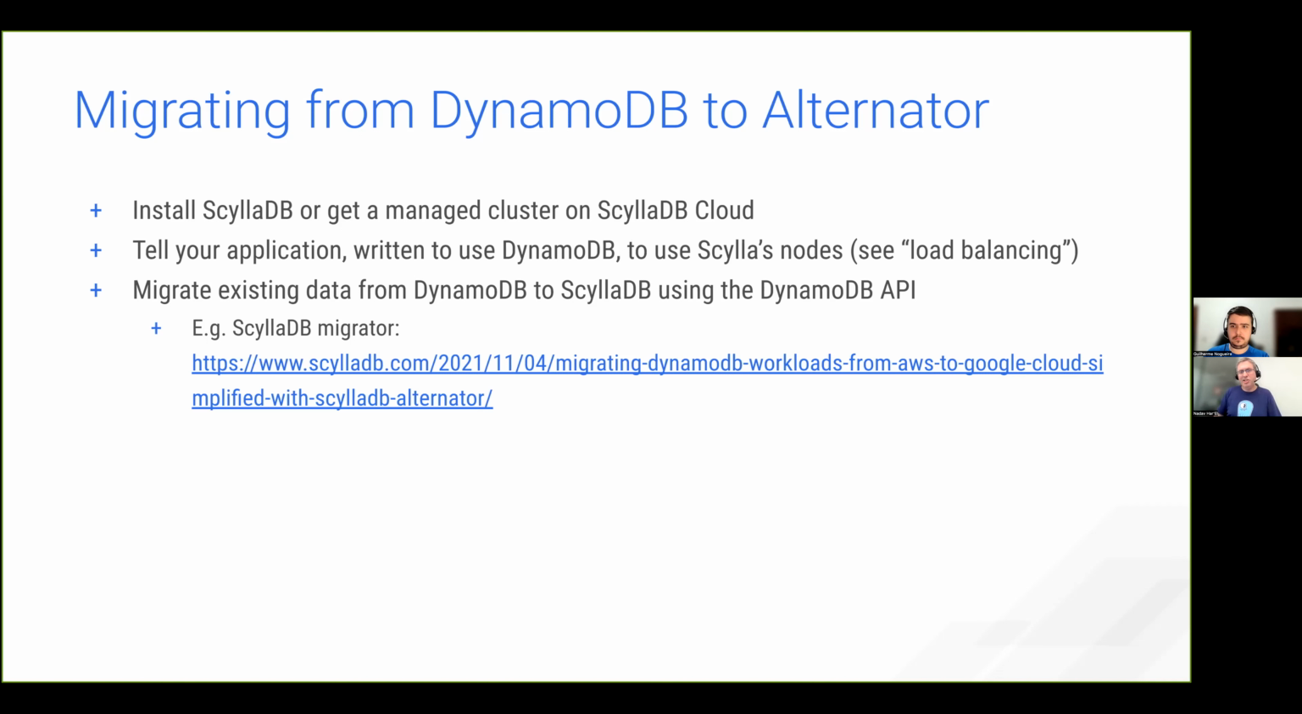And if you have existing data, you'll have to migrate it from DynamoDB to ScyllaDB using some sort of tool that can use the DynamoDB API, both to read the old data and write it into Alternator. You can use the same API, and we have such a tool called ScyllaDB Migrator that you can use, or write some sort of migrator yourself if you prefer. Next slide, please.